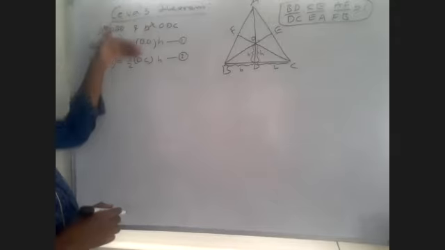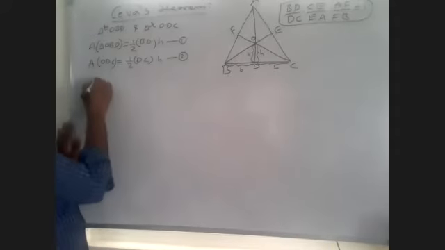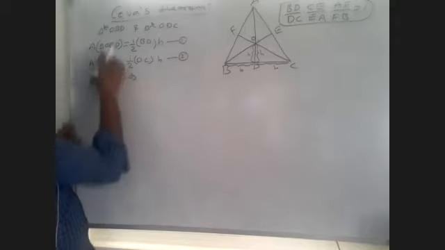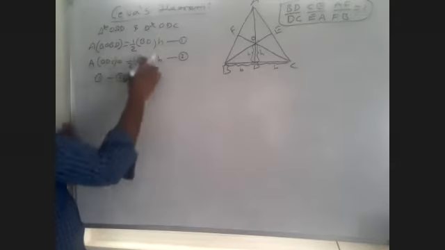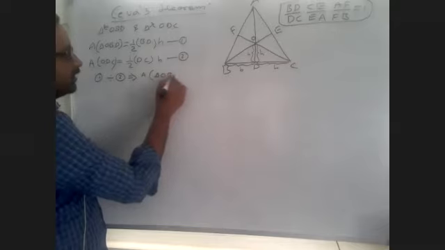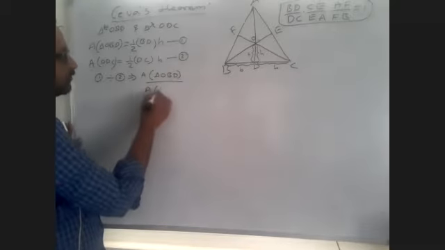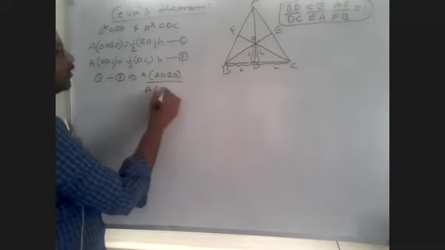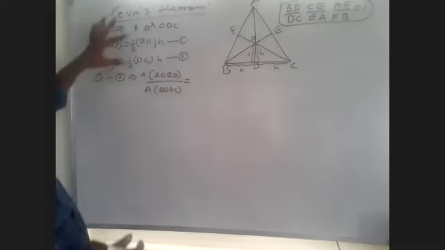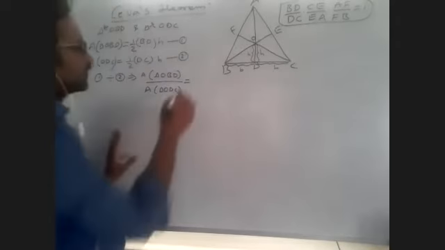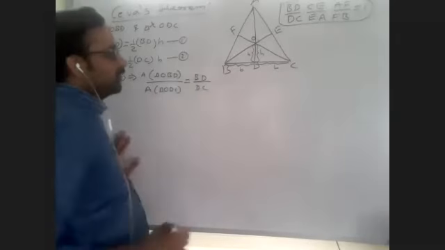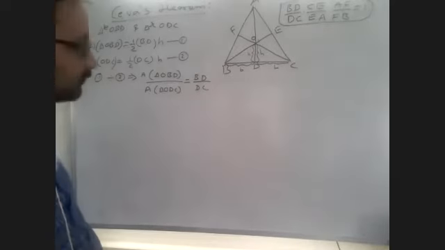Now what I am doing, we require BD by DC, right? So I am doing 1 by 2 division, 1 divided by 2. Then you will get what? This area by this area and this by this. That is area of triangle OBD by area of triangle ODC is equal to this by this. If you write half, half, h and h will get cancelled. You will get BD by DC.